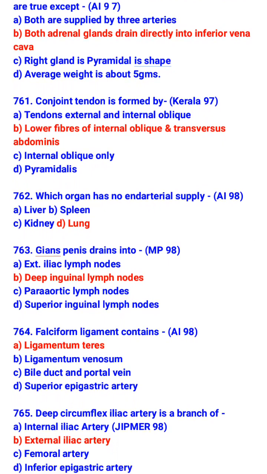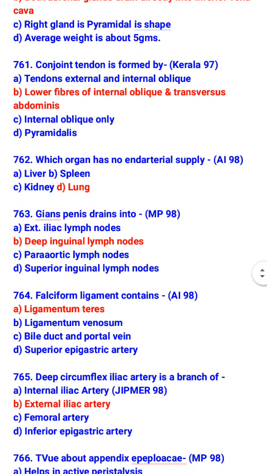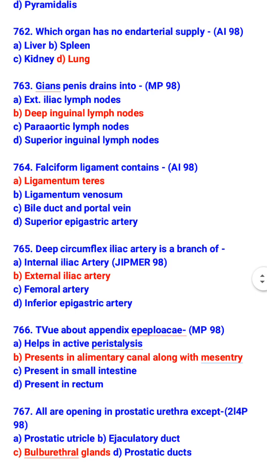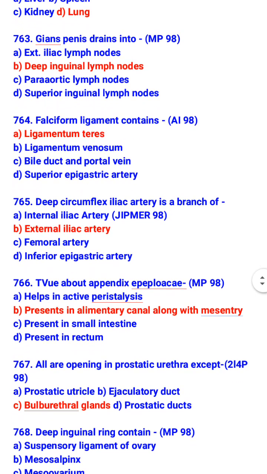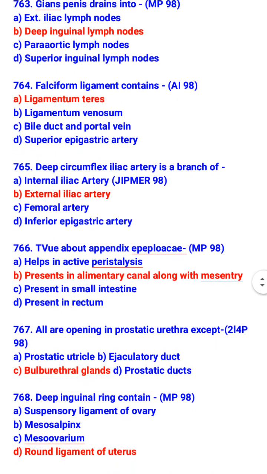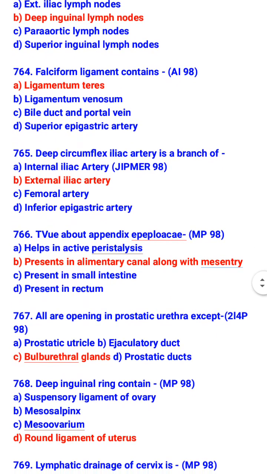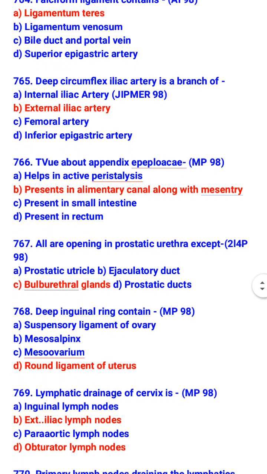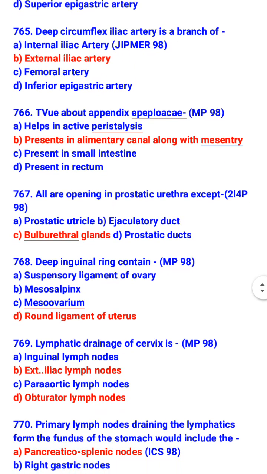Glans penis drains into deep inguinal lymph node. Falciform ligament contains ligamentum teres. Deep circumflex iliac artery is a branch of external iliac artery. True about appendix epiploica is it presents on the alimentary canal along with mesentery. All are opening in prostatic urethra except bulbourethral gland. So which are the openings of prostatic urethra? Prostatic utricle, ejaculatory duct and prostatic duct.